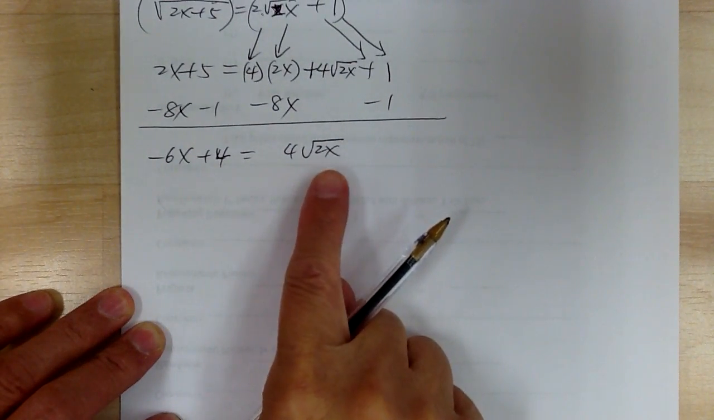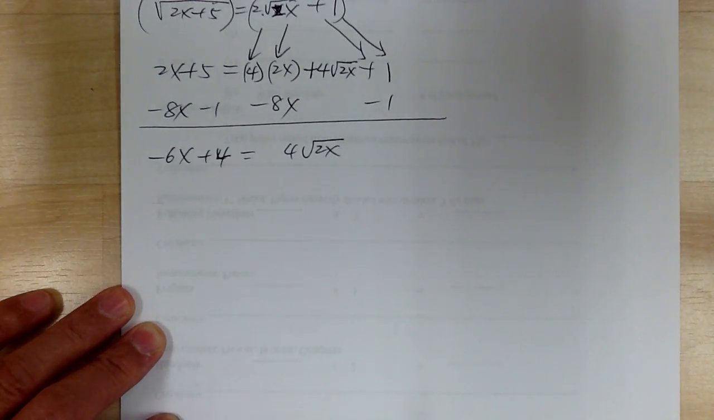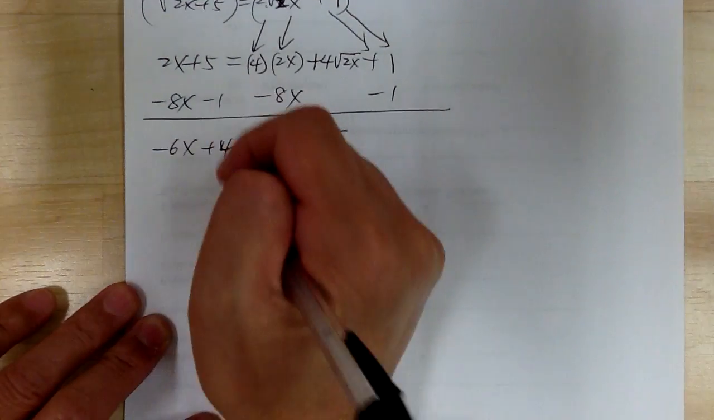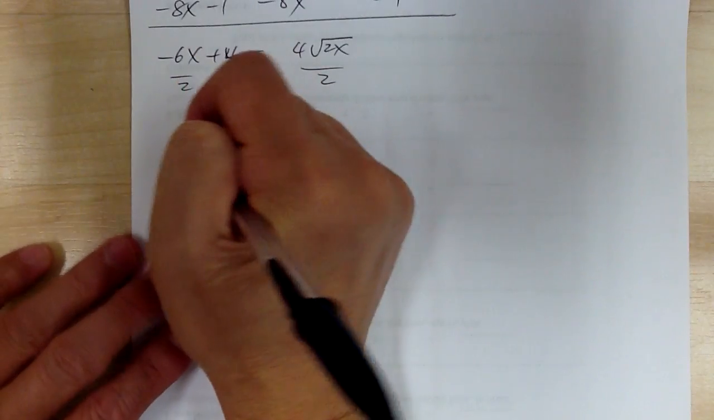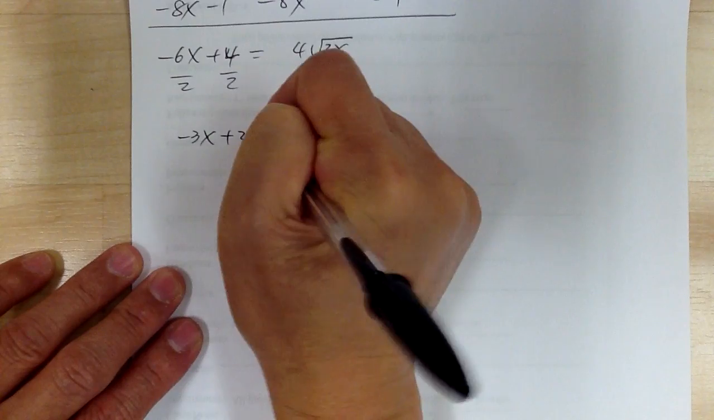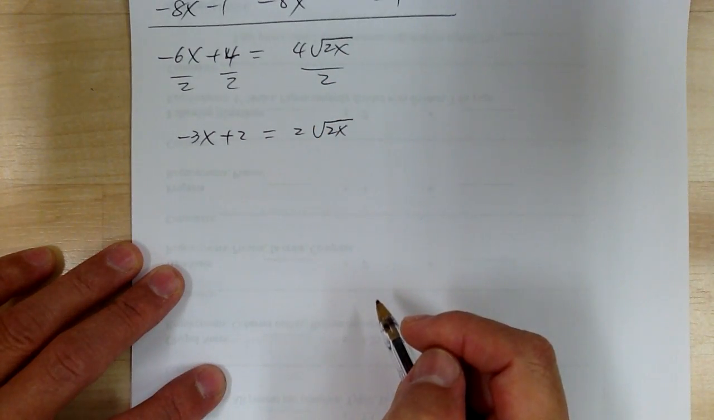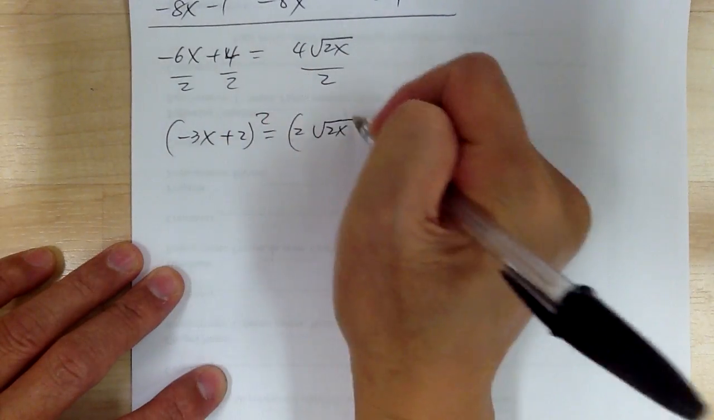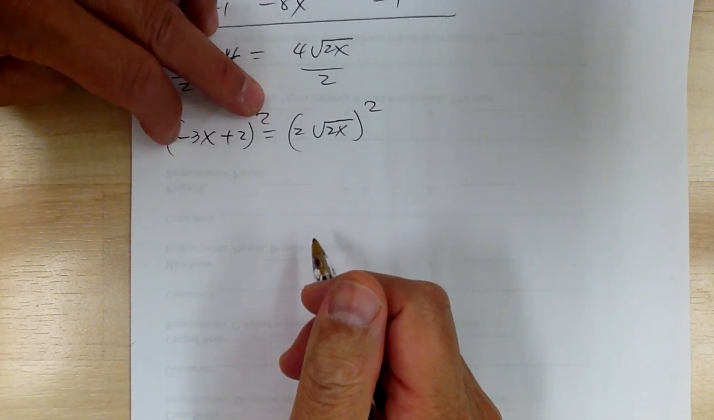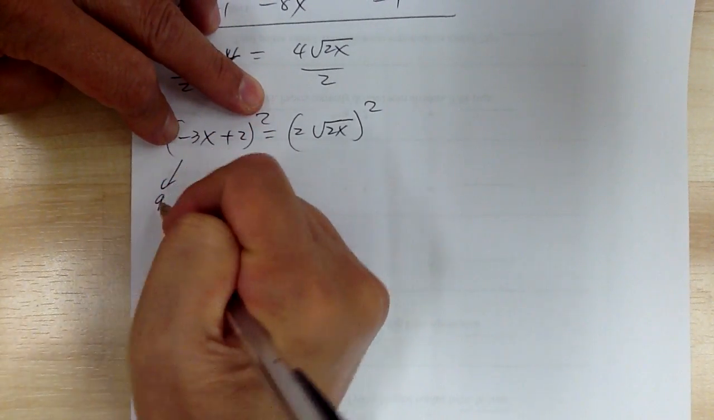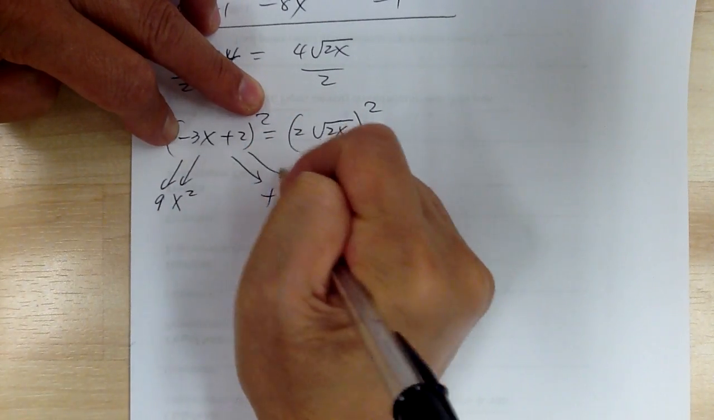Now notice all these are divisible by 2, so I'm going to lower the number as much as I can. Divide everything by 2, so I get negative 3x plus 2 equal to 2 square root of 2x. Okay, so I'm going to square both sides again to undo my square root. Again, you have to be careful how you do the squares. You square that, you get 9. Square that, you get x squared. And square that, you get plus, square that, you get 4.